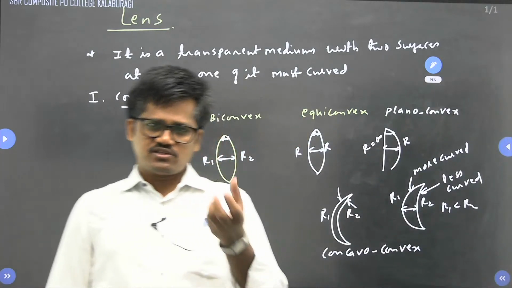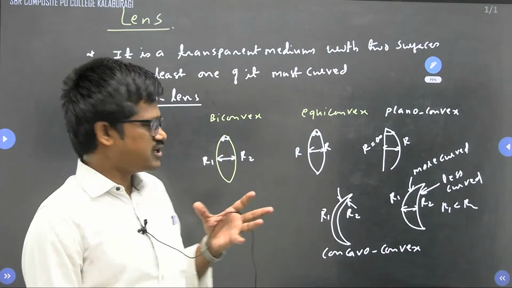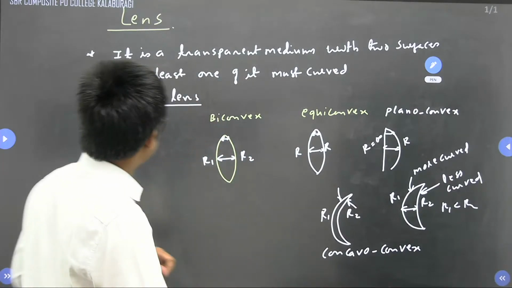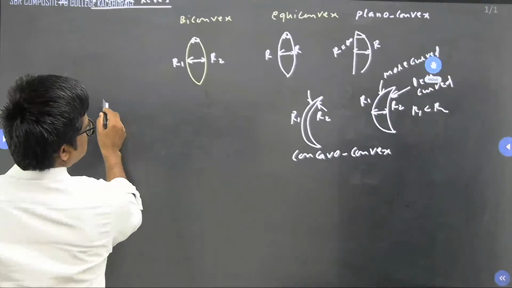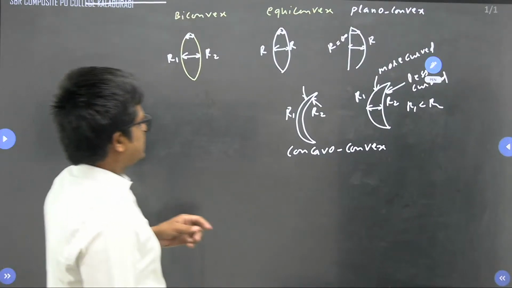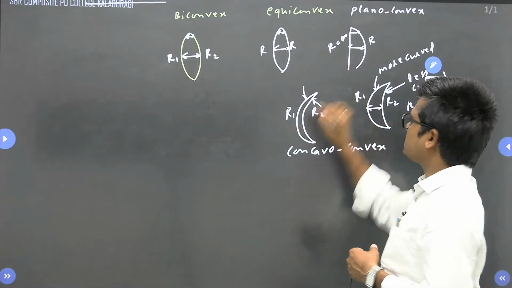If the middle part is thicker than the edge part, then we could say it is a convex lens. Its ability is to converge the light rays. What does it actually do? It will converge the light. Even this concavo-convex is also called a meniscus. Actually, these are all correcting lenses.